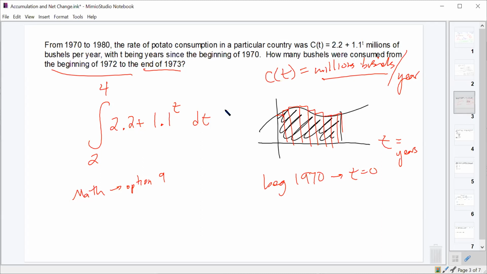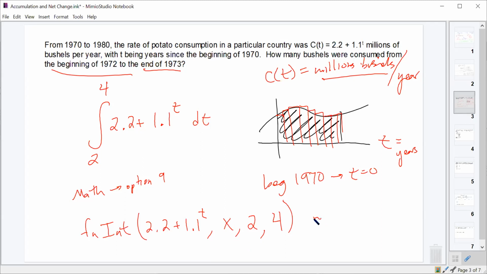Now, does anybody's calculator not pop up an integral when you go to math in option 9? Does anybody say FNINT? Mine does. Okay. So if yours says FNINT, here's what you need to do. You need to type in your function after the parenthesis there. So you'll do 2.2 plus 1.1 to the t, comma, which the comma, I believe, is down somewhere near the bottom of your calculator. Type in x, another comma, lower limit, another comma, upper limit, and then end your parenthesis.